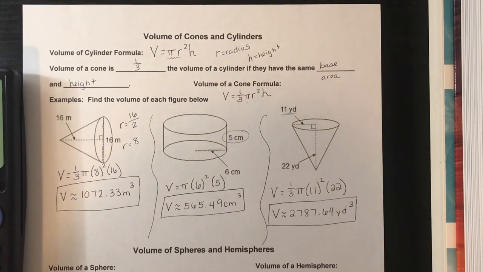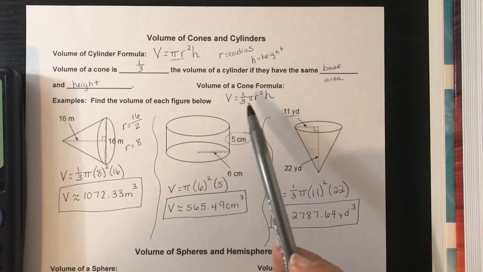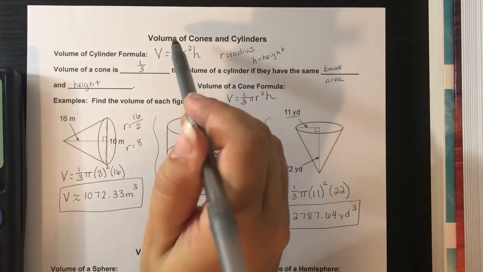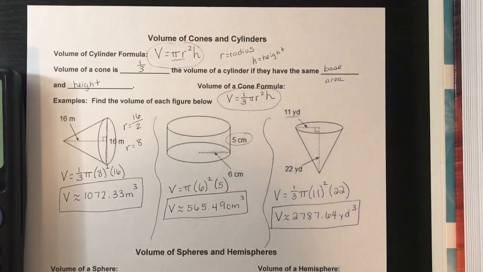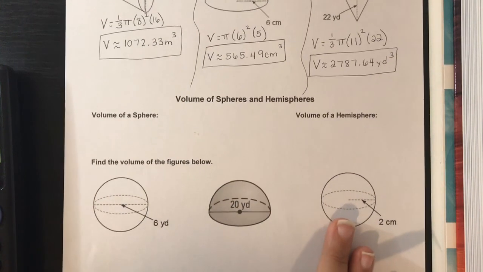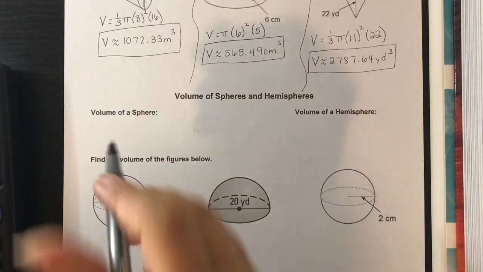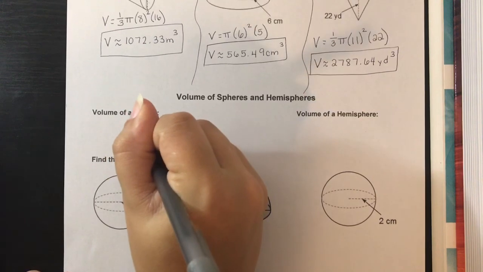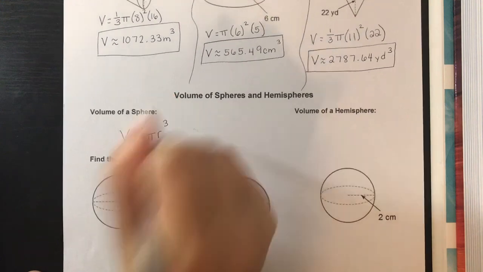So that's how you find the volume of cones and cylinders. Remember, cylinders will not have the 1/3, cones do. I will give you both of these volume formulas on your test at the end of the week, but you have to know what to plug in where and how to type it in the calculator. The last two figures we need to talk about are volume of a sphere and volume of a hemisphere. So the volume of a sphere is 4/3 pi r cubed.